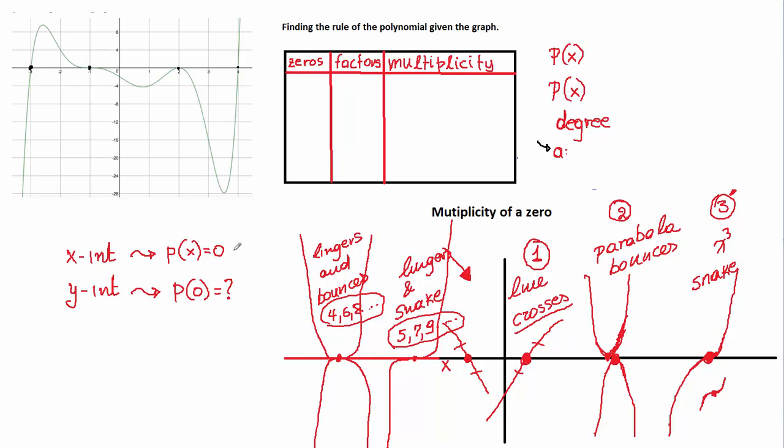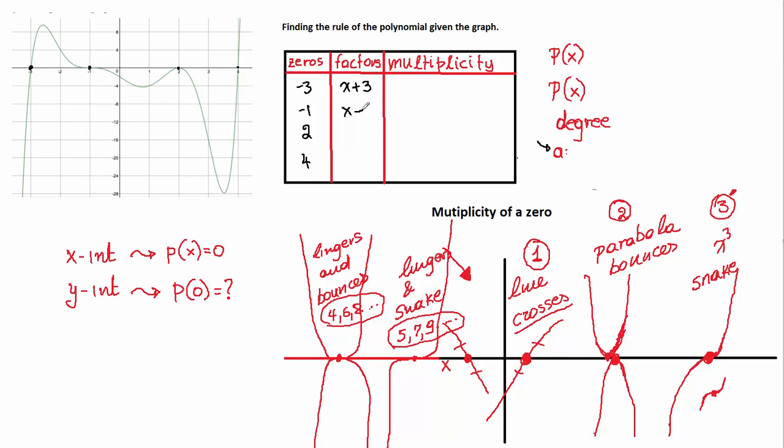Since these are the x-intercepts, these are also the zeros of the polynomial. We write them down in our table: -3, -1, 2, and 4. Now, for each one of those zeros, we find the corresponding linear factor. How? Well, we have to look at what factor has as a solution the corresponding zero. So since -3 is a solution for x plus 3, x plus 3 equals 0 gives me that x is equal to -3, then this is the corresponding factor for the -3.